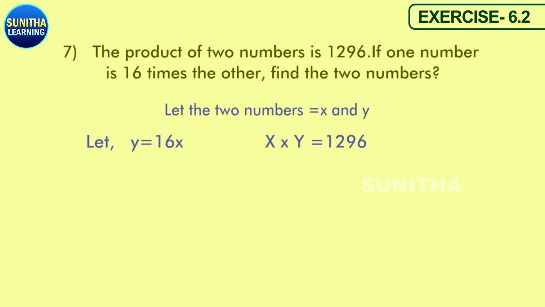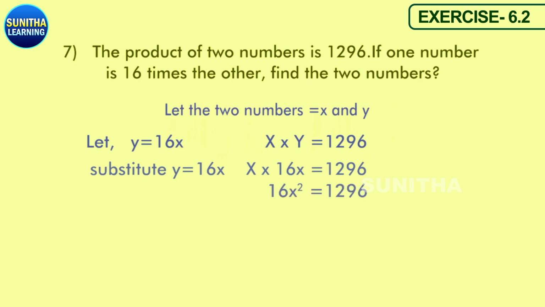Now, in the place of y, we can substitute 16x, because according to the condition, we wrote that y is equal to 16x. So you can write it as x into 16x is equal to 1296. Now, x into 16x will become 16x square is equal to 1296.